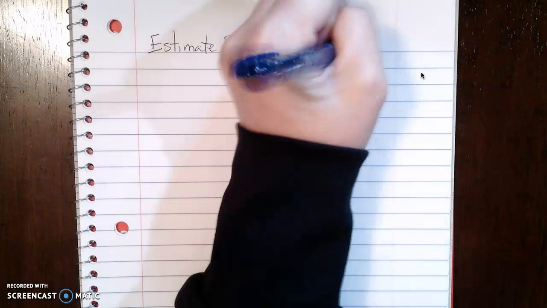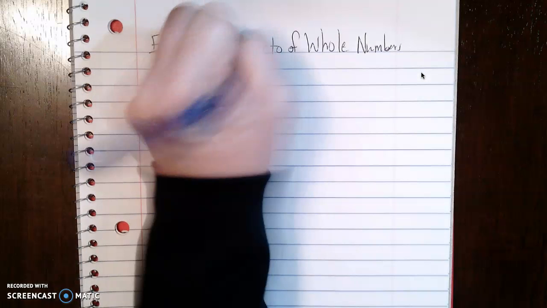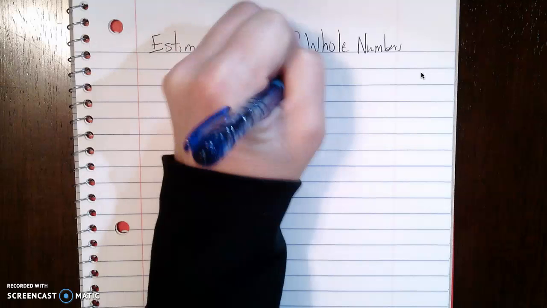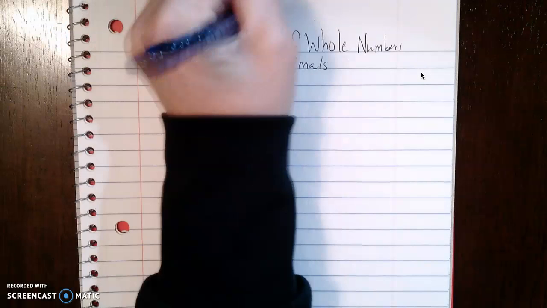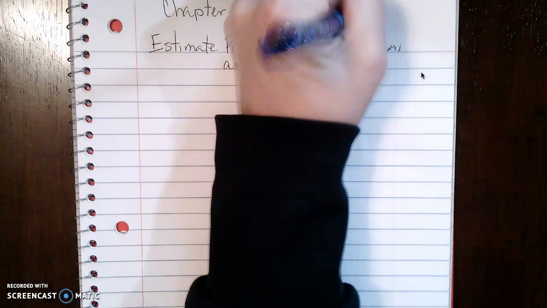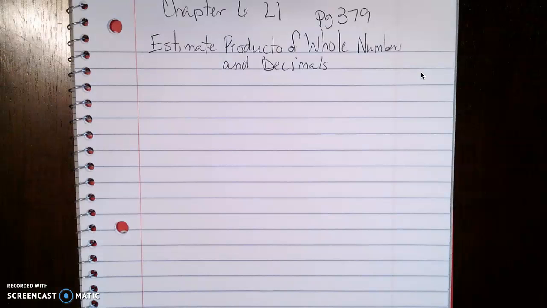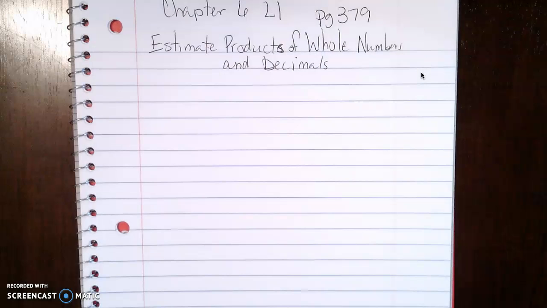This morning we are going to be looking at estimating products of whole numbers and decimals. This is chapter 6, lesson 1, from page 379 in your math book. So we're going to look at estimating products. Oops, that must be an S. That's products of whole numbers and decimals.